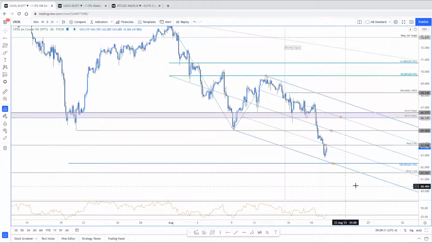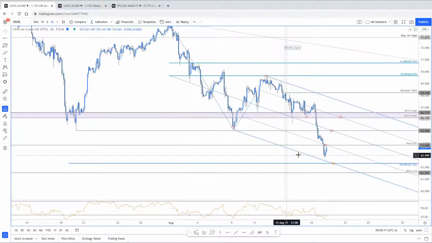All right, so that's crude. Big support break. It tumbled. I still think 62.32 is a level you want to keep an eye on. It's bearish below 65.57. Here is what the SPX looks like, Rohan, and then we'll jump.